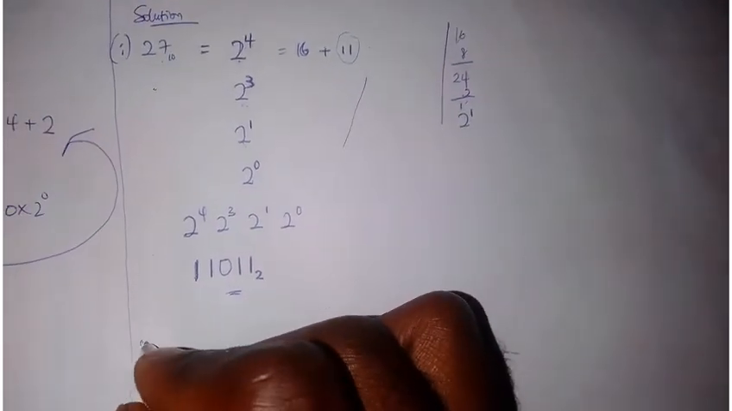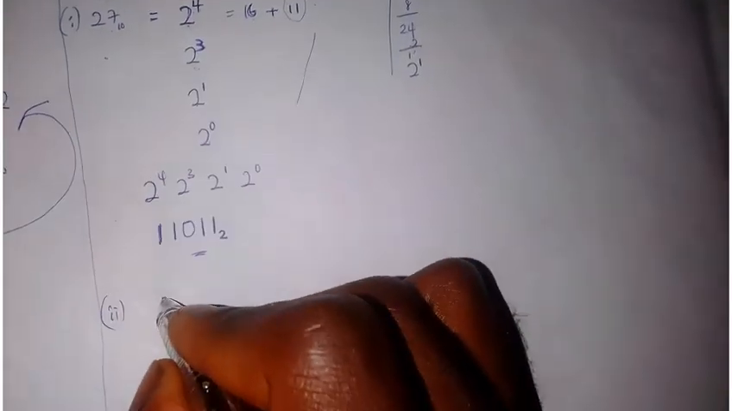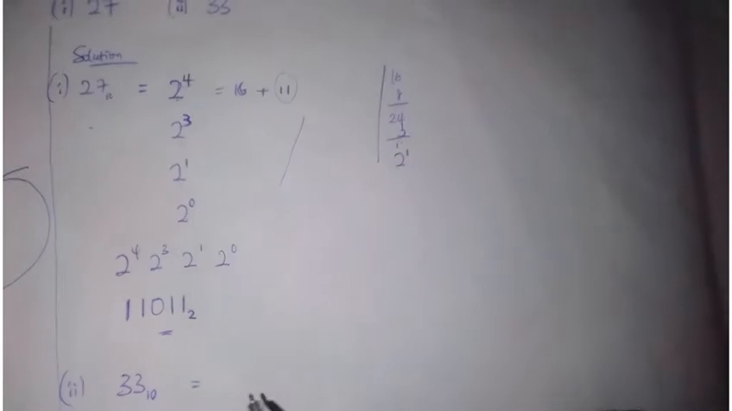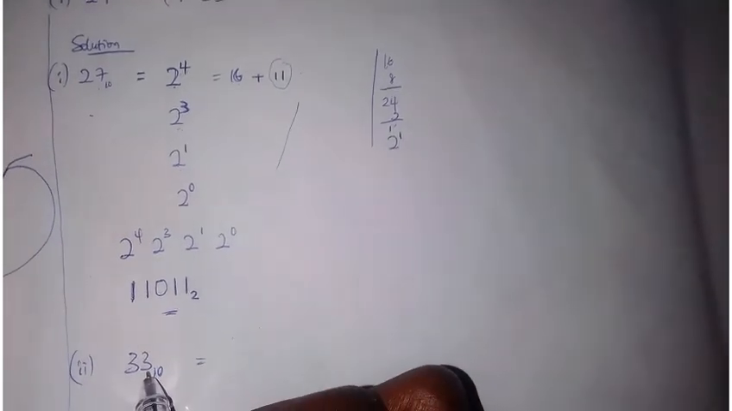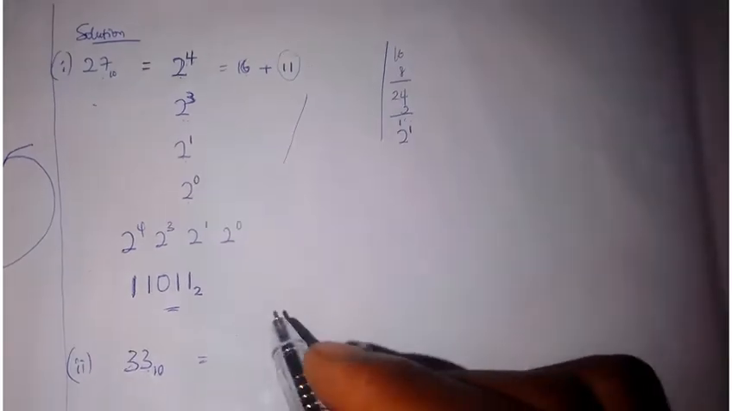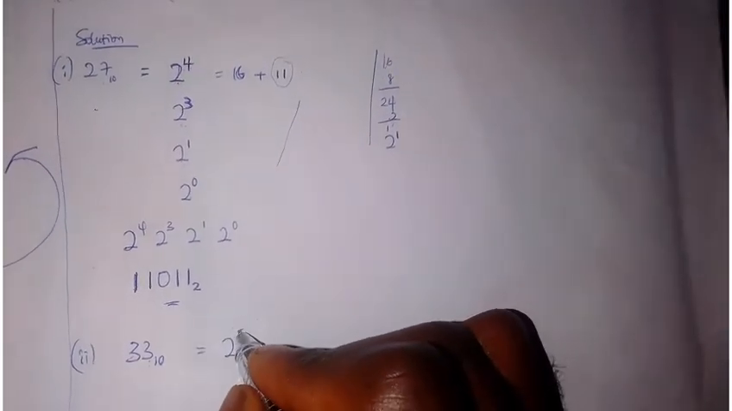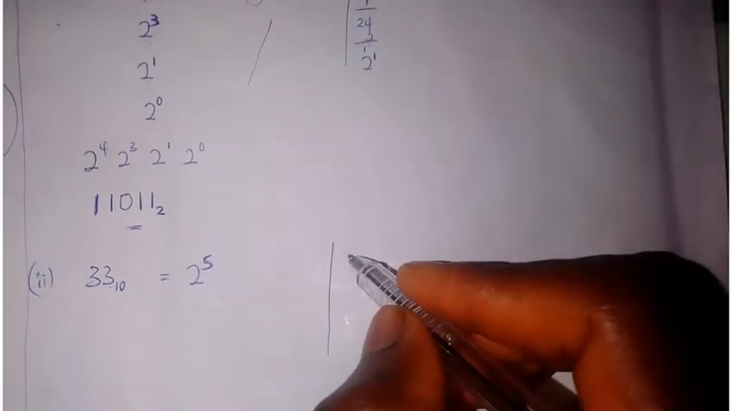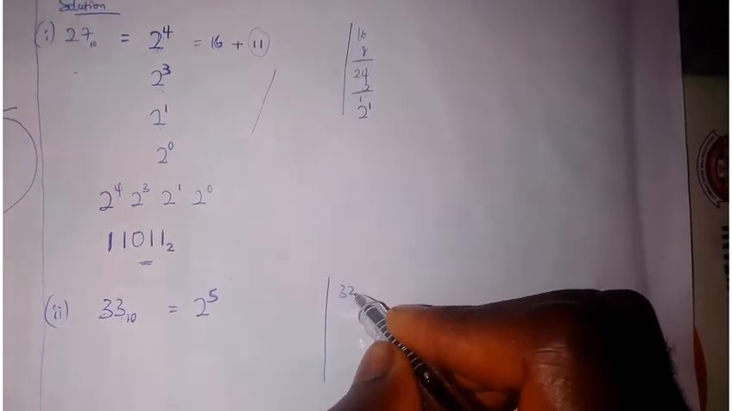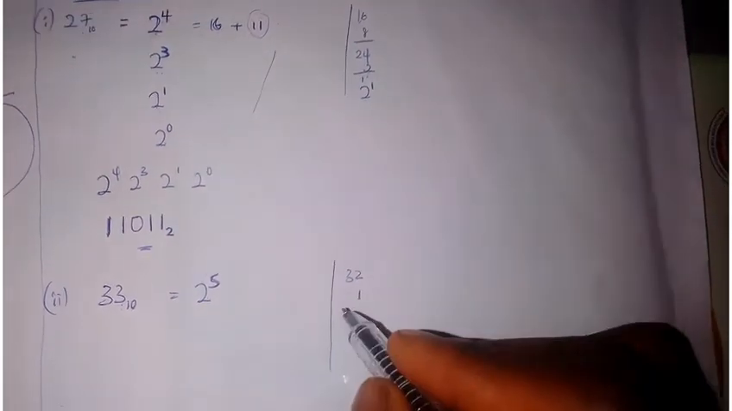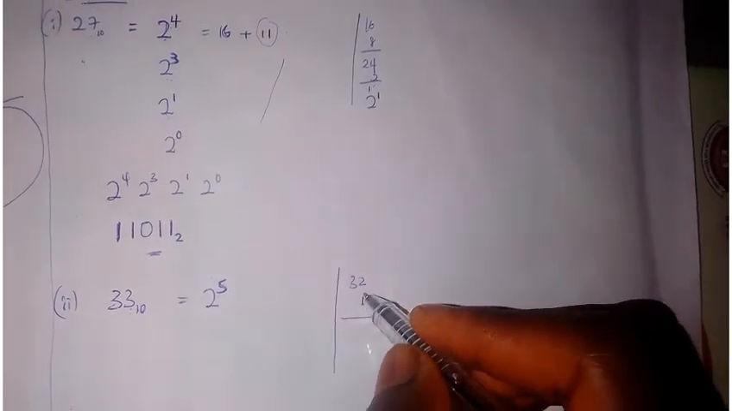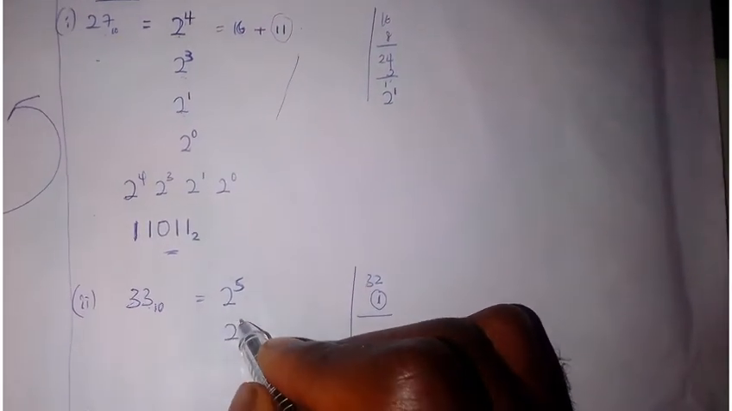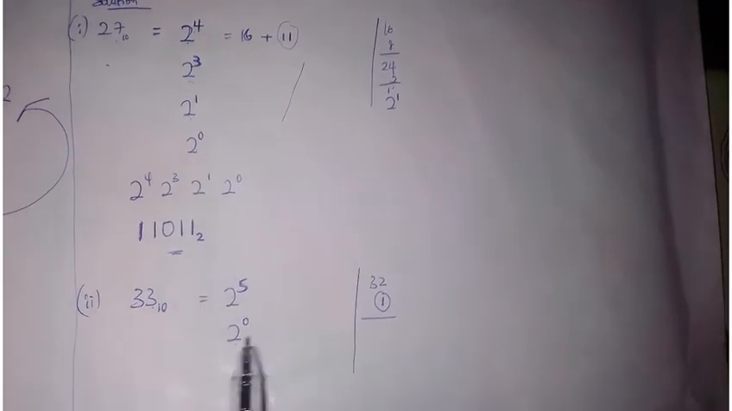And number 2 question says we have 33. Let's convert 33 base 10 to base 2. Now looking at this also, let's see. 2 raised to power to give us something close to 33. 2 raised to power 5 is 32, isn't it? Very close to 33. In which case, what remains? If 2 raised to power 5 is 32, 32 plus what to give us 33? 32 plus 1 gives us 33. So I need to get representation for 1, and obviously there is. 2 raised to power 0 is 1. So this plus this will give us 33.